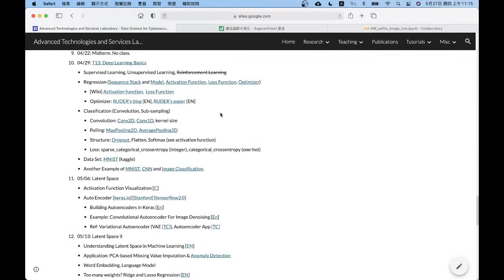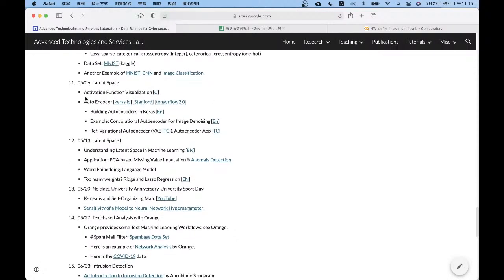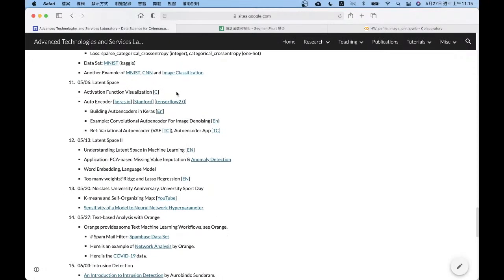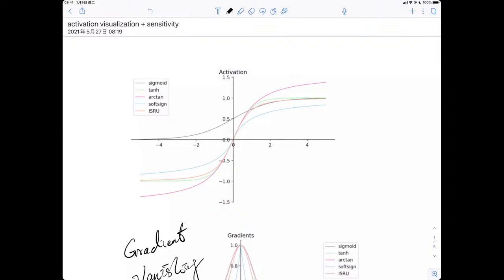Okay, so I would like to talk more about linear space, especially using a very special way, which is activation function visualization. This article is provided by some researchers. However, it is written in Chinese, so I will explain it in the class. Here is the activation function visualization. Let's go back to here. Here is some example. I want to do some demonstration.